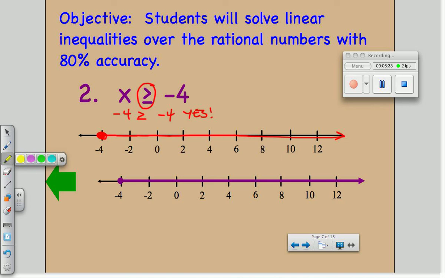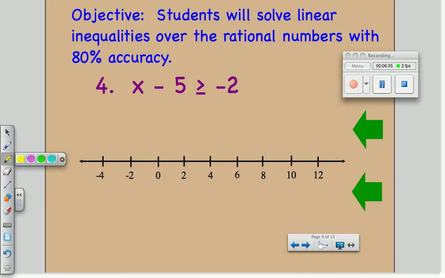Next one. Now we have to solve for x. So first let's solve for x. To get x alone, to isolate the variable, I have to add 5 to both sides of the inequality. This is the inequality. Add 5 to this side. Add 5 to this side. Okay? So here, x minus 5 plus 5 is x greater than or equal to -2 plus 5.